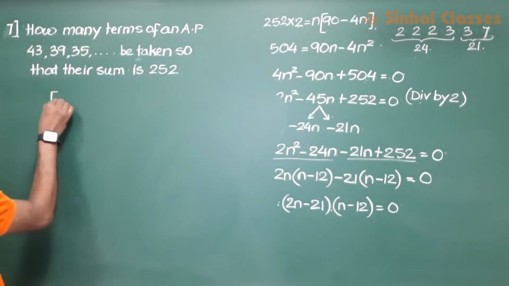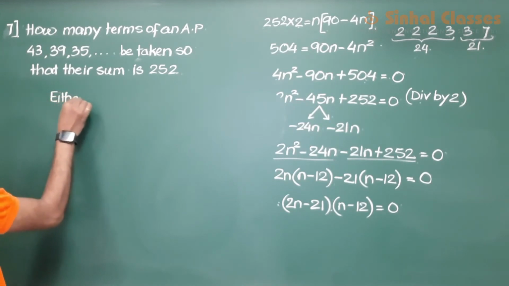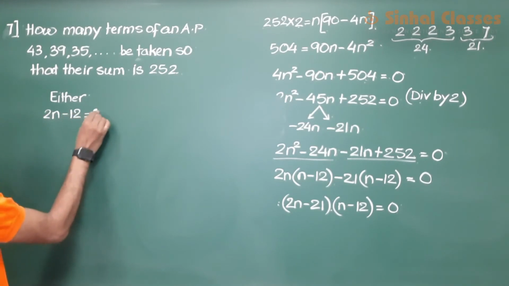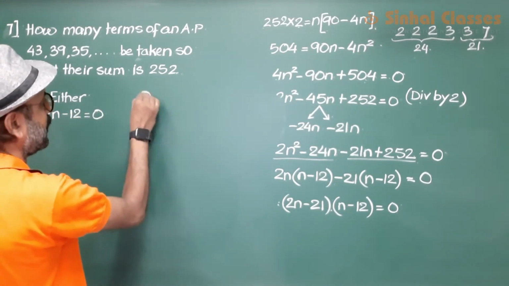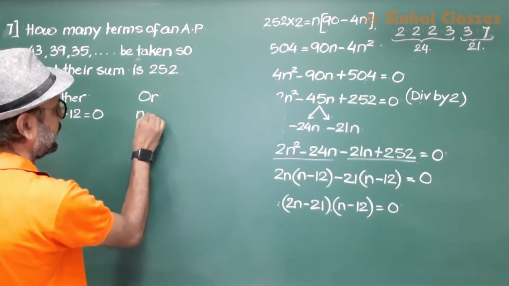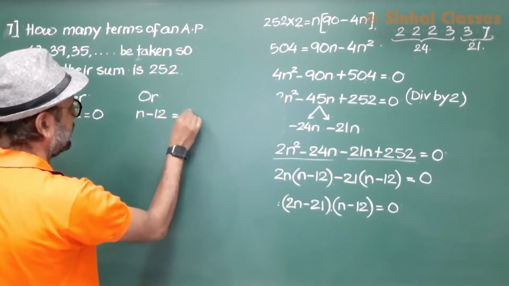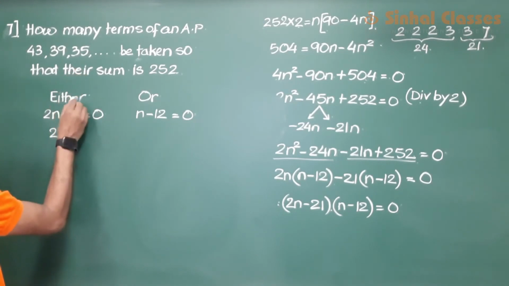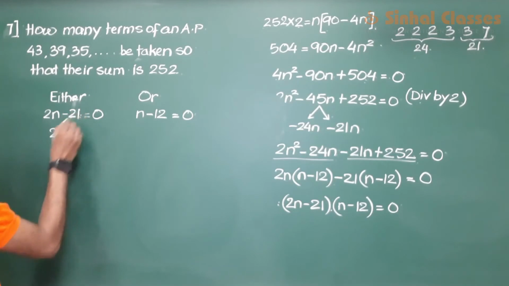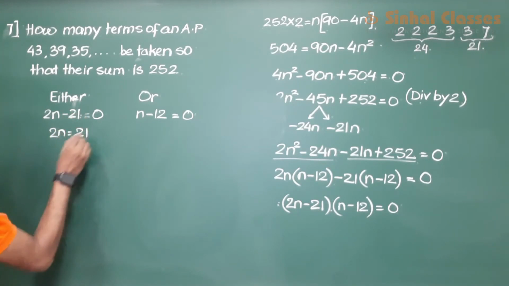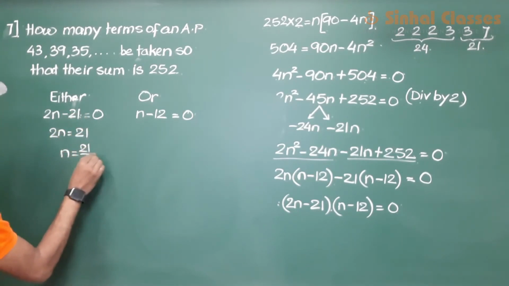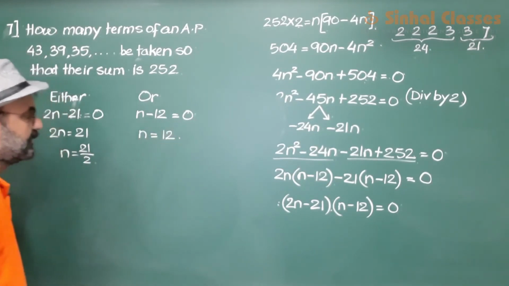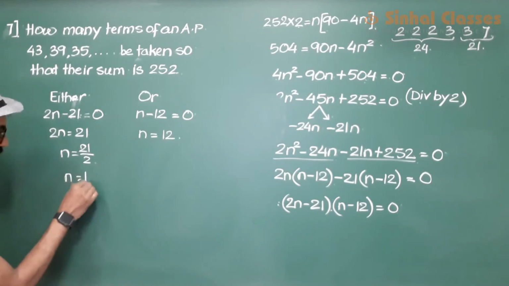So when they are both multiplied, the answer is 0. We write either n minus 12 equals 0, or 2n minus 21 is 0. 2n is equal to 21, n is equal to 21 upon 2. N is equal to 12. So n is equal to 10.5.